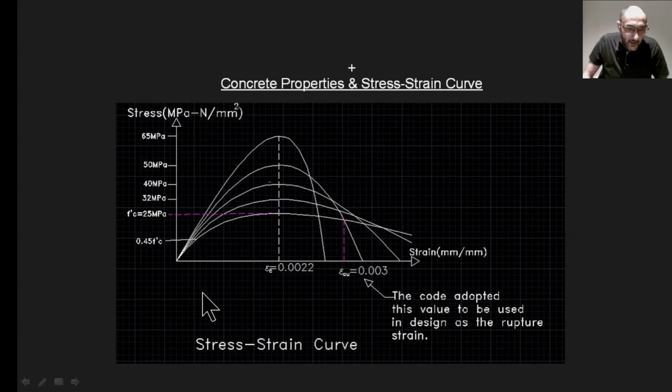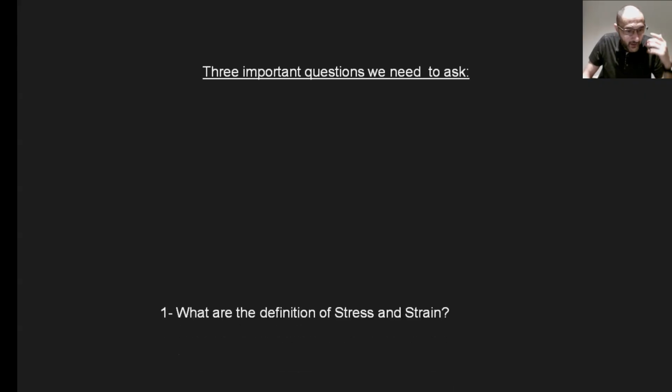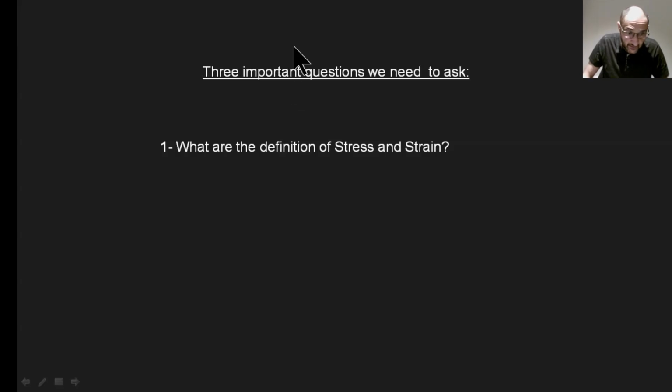All right, that's just a quick introduction of the stress-strain curve. Let's dive into it and unpack this slowly. There are three main questions we might need to ask ourselves. Number one, what is the definition of stress and strain? Also remember, concrete is a non-ductile material, unlike steel. With steel, we can look at the engineering terms of stress and strain versus the true stress and strain. They're two different things.